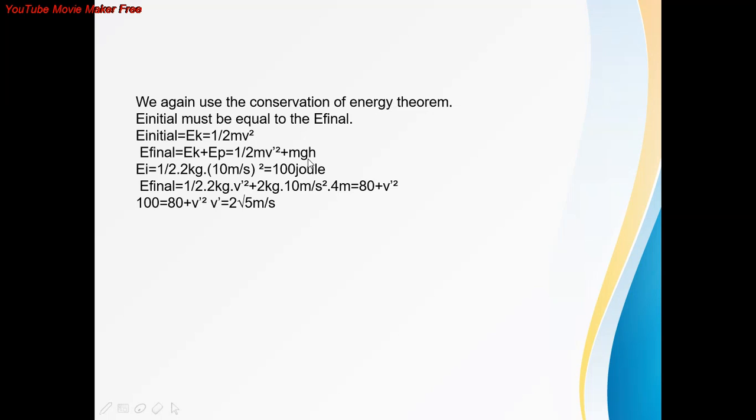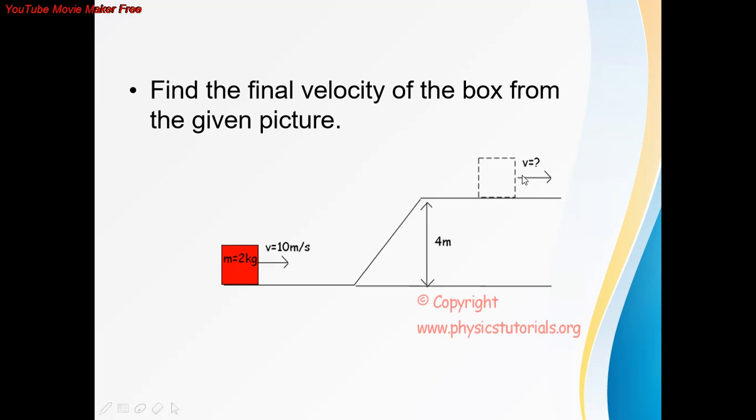We know m, we know v, we know g, we know h. We do not know v dash, and that is what we actually have to find. Once we put all the values, we get Ei equal to 100 joule and E final equal to 80 plus v dash square. When we equate E final and E initial together, we can solve for v dash. The answer is 2 root 5 meter per second. So the answer of v here is 2 root 5 meter per second.